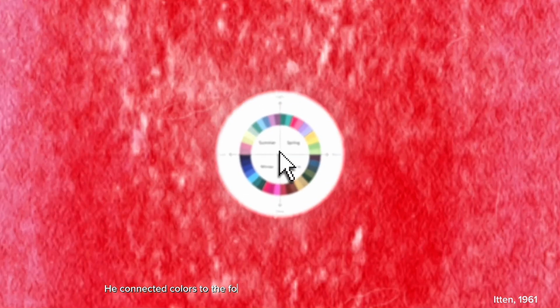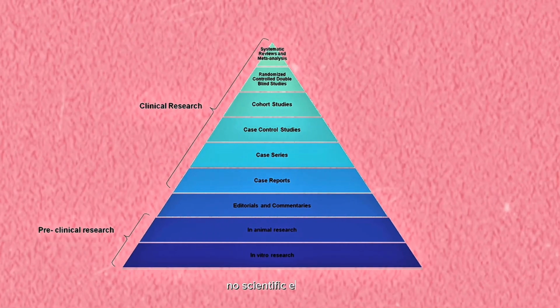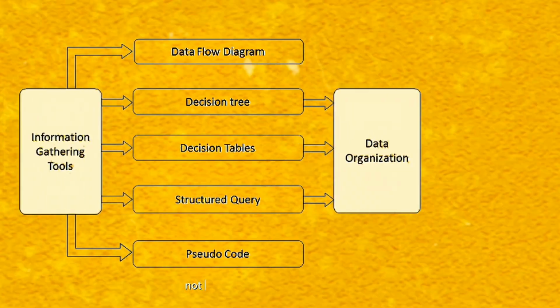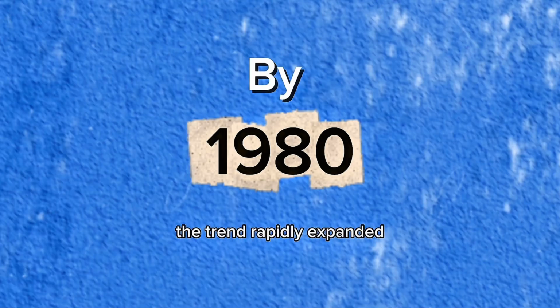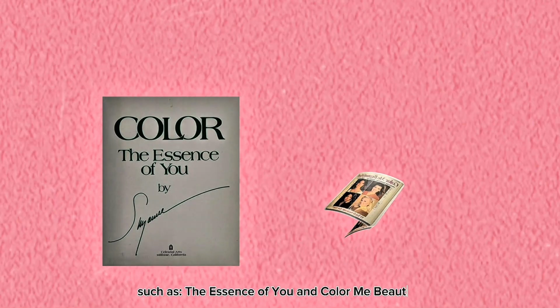He connected colors to the 4 seasons: summer, spring, winter, and autumn. But this was a personal observation. No scientific evidence, no experiments, not even a structured system behind it. By 1980, the trend rapidly expanded. Multiple books appeared, such as The Essence of You and Color Me Beautiful.